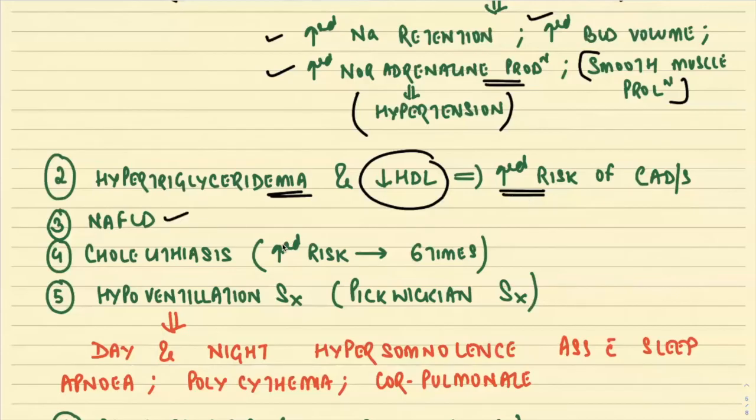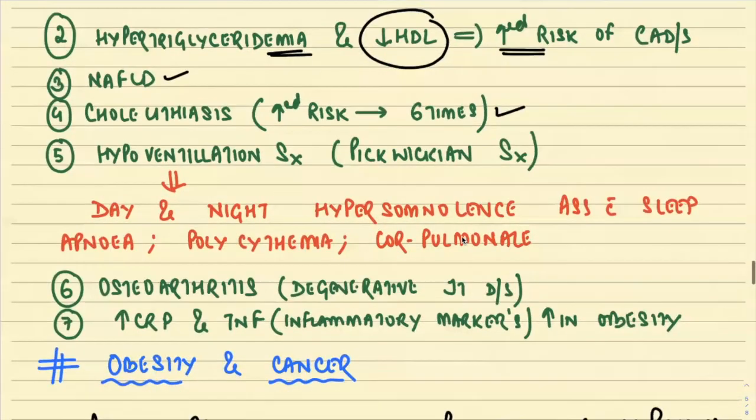It can also lead to non-alcoholic fatty liver disease. It can lead to increased risk of cholelithiasis or decreased flow of the bile. So more stasis of bile will occur. So the risk of gallbladder stone becomes 6 times more, okay, with obese individuals. It causes one syndrome called hypoventilation syndrome, called Pickwickian syndrome, a favorite MCQ for the examiners. It is characterized by day and night hypersomnolence associated with sleep apnea. So you stop breathing. There is hypoxia once you sleep, and every time you wake up. So your sleep becomes bad.